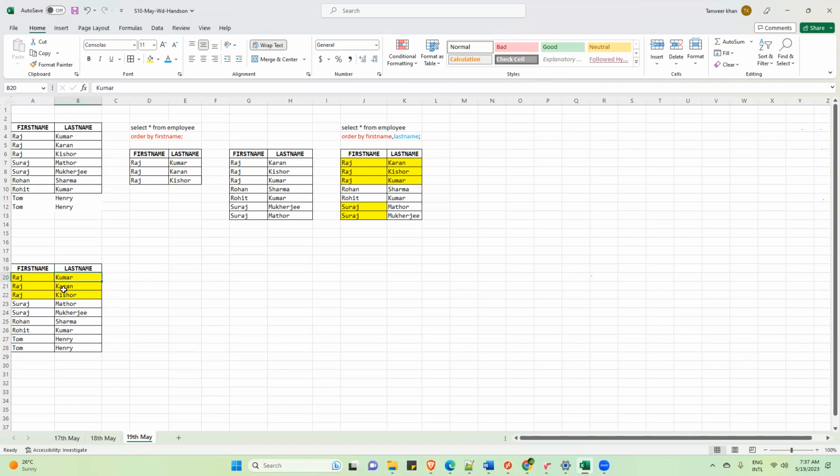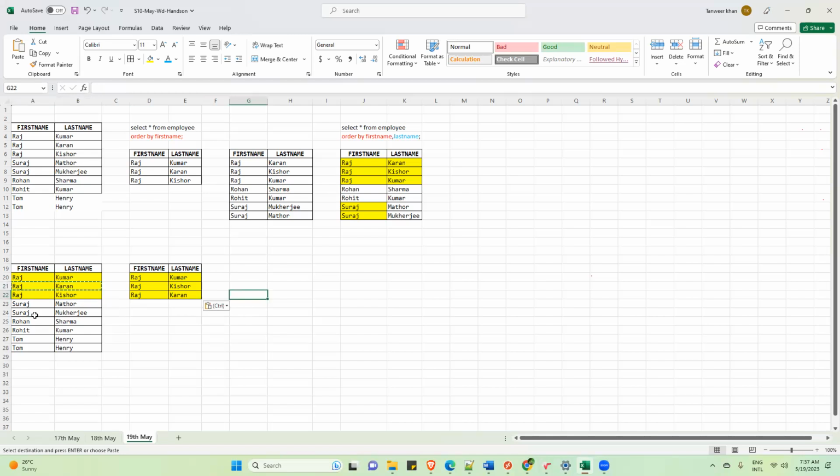Because K is the same, then U, then I, then A. So in descending order, Raj Kumar will be placed on top. After Raj Kumar, which one will you place, Raj Karan or Raj Kishore? Raj Kishore. Then Raj Karan. I hope this scenario is clear. The requirement is clear, guys.